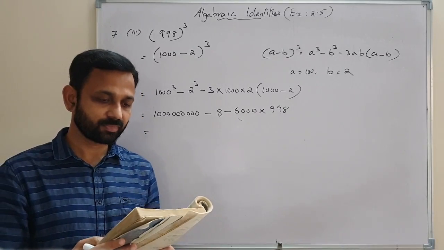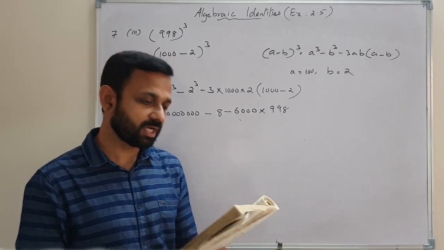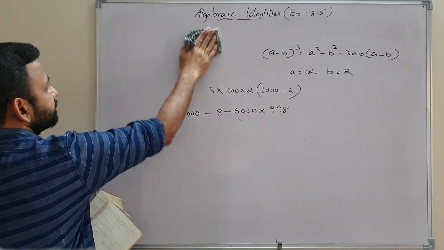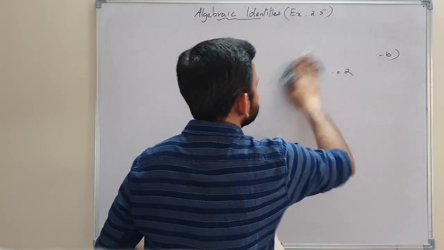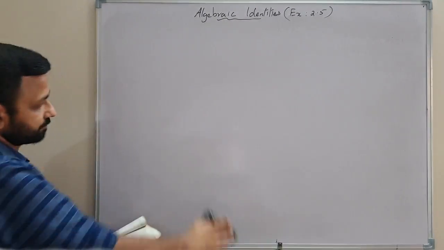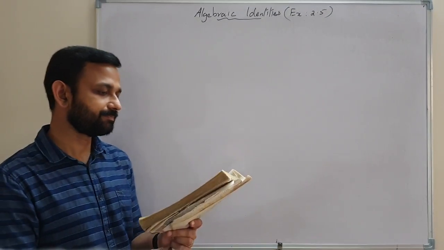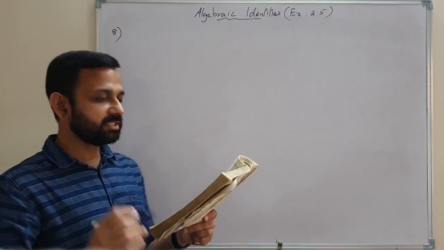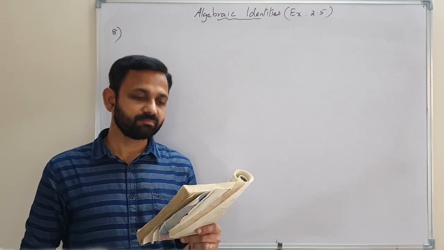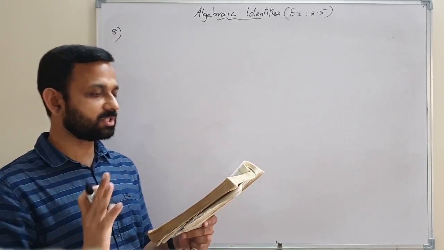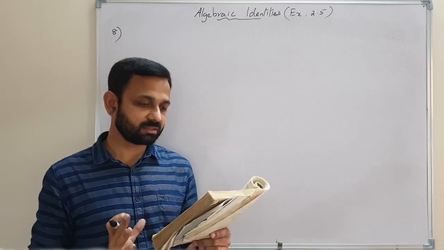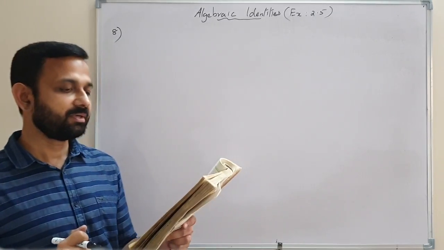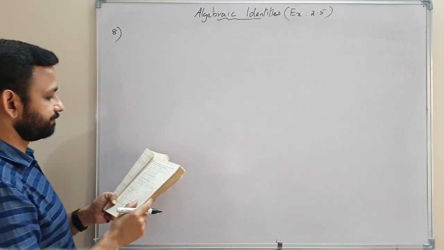Now we are doing question number 8. Factorize each of the following. I will explain two questions from that. Here we have 5 parts. I will explain 2 questions. Fourth one.